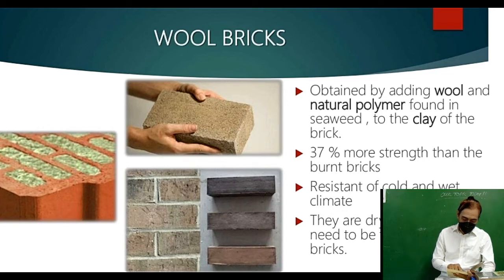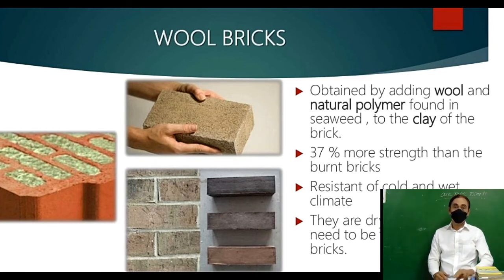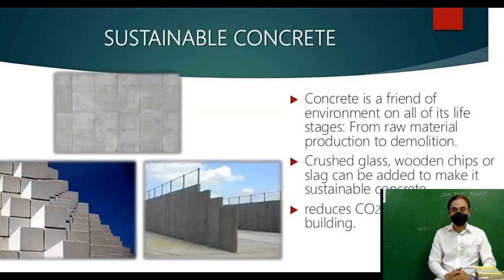The wool bricks are obtained by adding wool and a natural polymer found in seaweed to the clay of the brick. They have 37% more strength than the burnt brick and are resistant to cold and wet climates. They are dry, hard, and don't need to be fired like other bricks. So that is the wool brick made from seaweed.